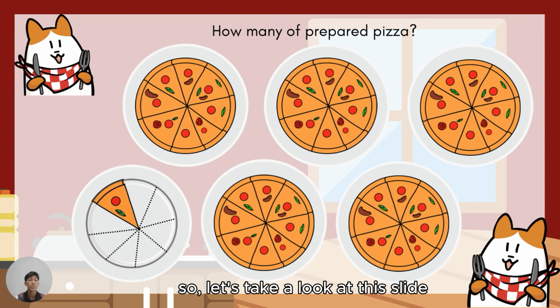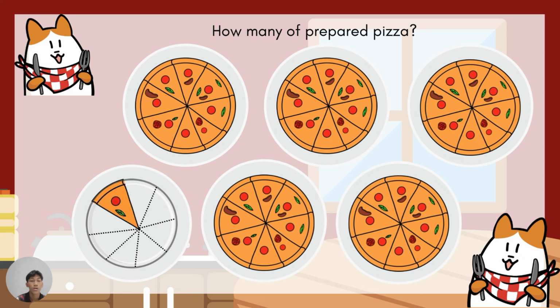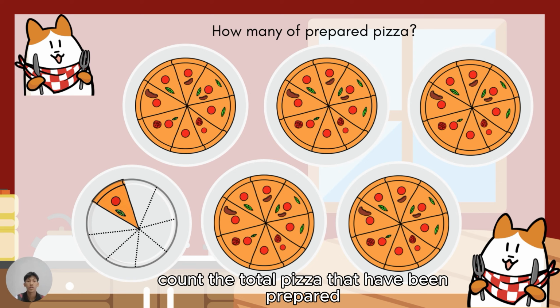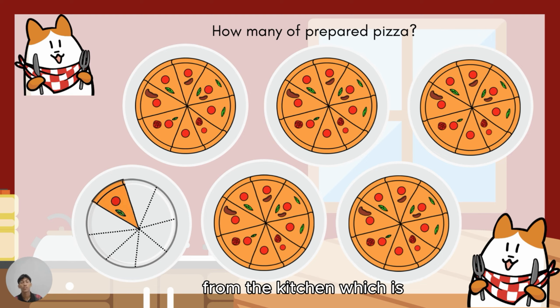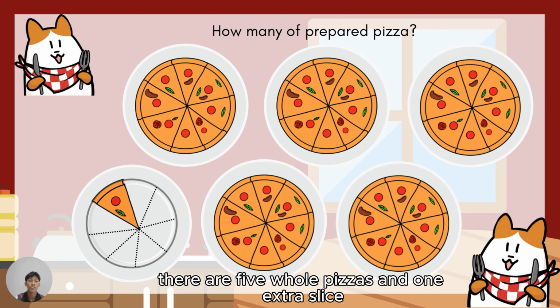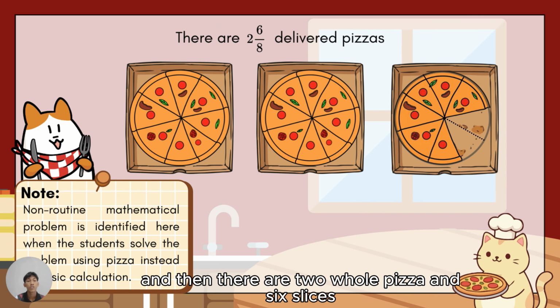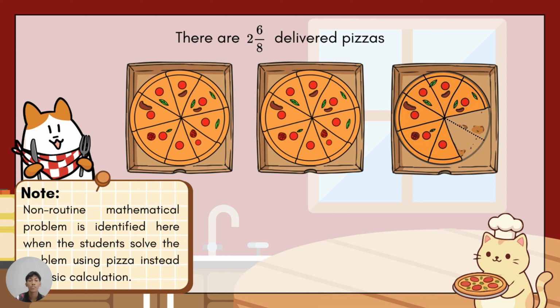So let's take a look at this slide, where we count the total pizza that has been prepared from the kitchen, which is 5 whole pizzas and 1 extra slice. And then there are 2 whole pizzas and 6 slices of 8 that have been delivered at the last minute.